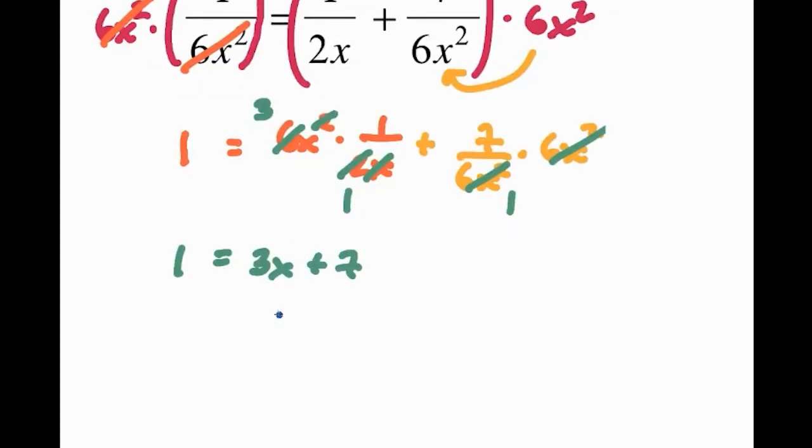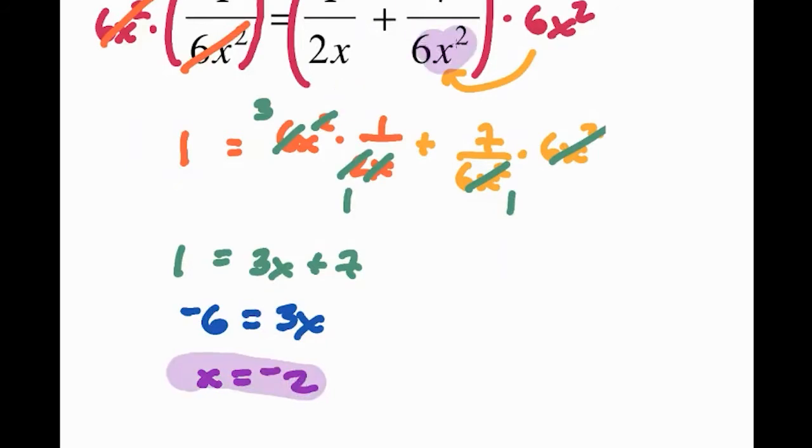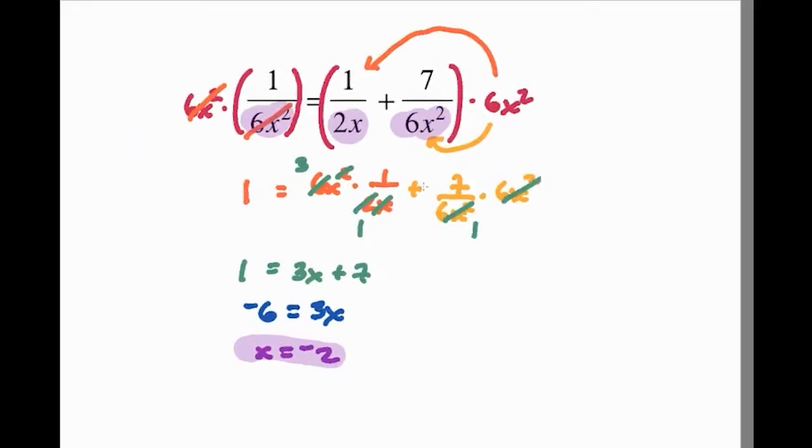Okay, so we're going to subtract 7 from both sides, so you get negative 6 equals 3x. Divide both sides by 3, x equals negative 2. One thing you do need to check, though, is making sure that this negative 2 does not cause a division by 0. It doesn't, because you can put a negative 2 in here, here, and here, and you would not have a division by 0. So that is our answer for that.